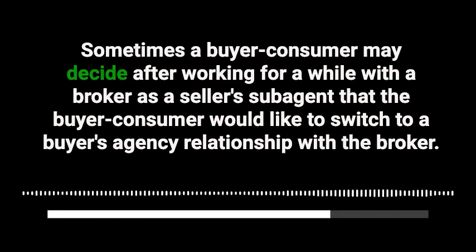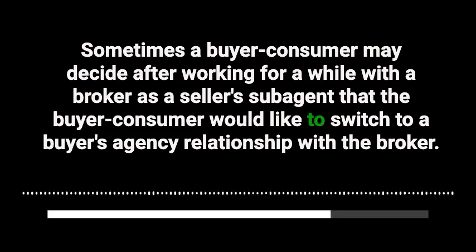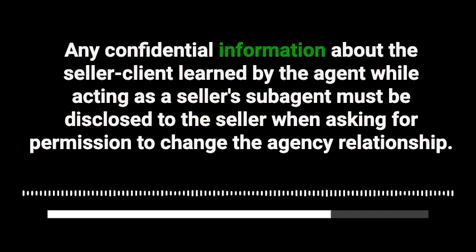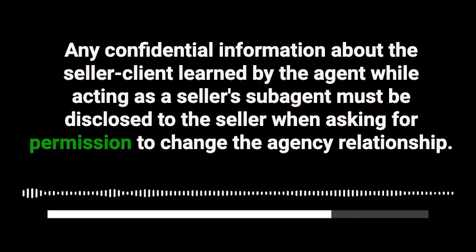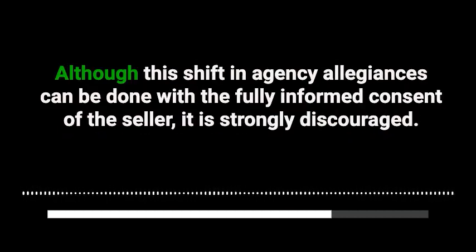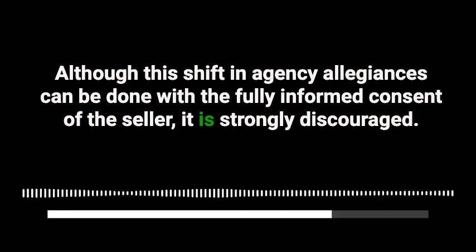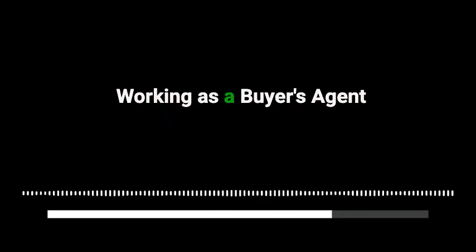Sometimes a buyer-consumer may decide after working for a while with a broker as a seller's subagent that the buyer-consumer would like to switch to a buyer's agency relationship with the broker. Any confidential information about the seller-client learned by the agent while acting as a seller's subagent must be disclosed to the seller when asking for permission to change the agency relationship. Although this shift in agency allegiances can be done with the fully informed consent of the seller, it is strongly discouraged.